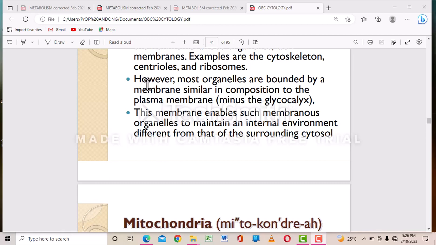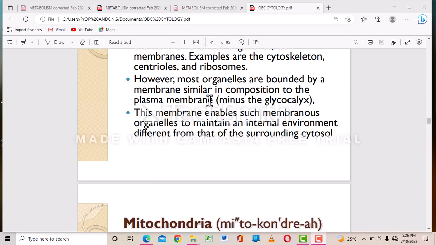Now there's a difference between the plasma membrane and the membrane that encloses our organelles. This difference is due to the absence of the glycocalyx on the membrane that actually surrounds our organelles, that is actually present on the plasma membrane.